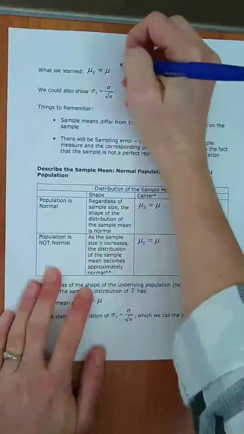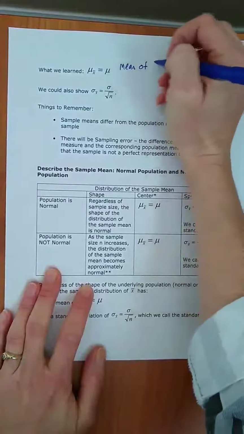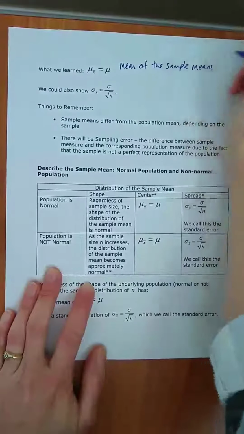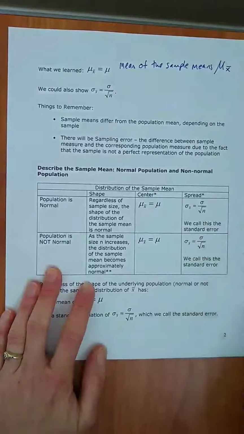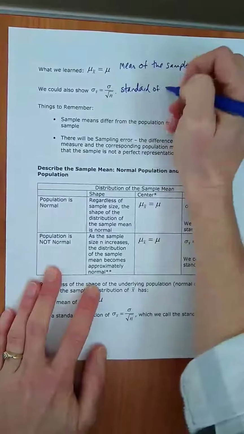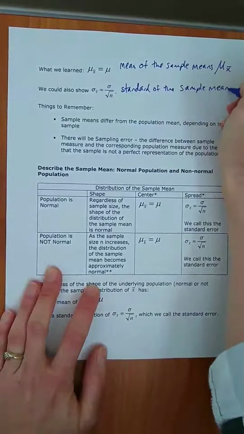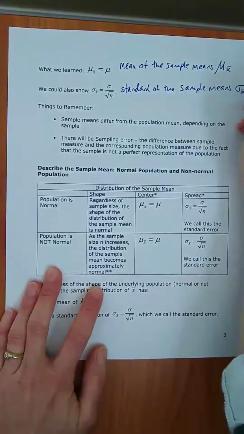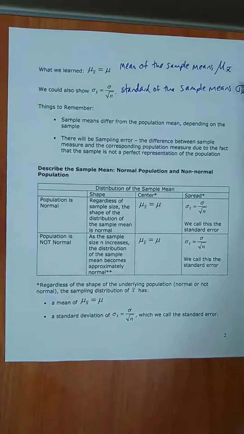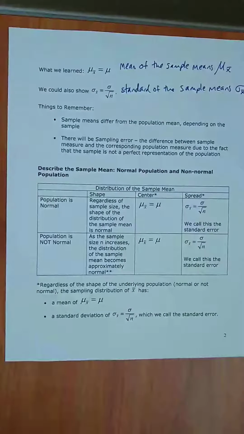So again, just so that you get more comfortable talking about these things, this is the mean of the sample means. That's the mu sub x bar. And this is the standard deviation of the sample means. Sigma sub x bar. Okay? So those are the symbols that are getting more complex looking since they have those subscripts, and this is what they're called or how you read them out loud.